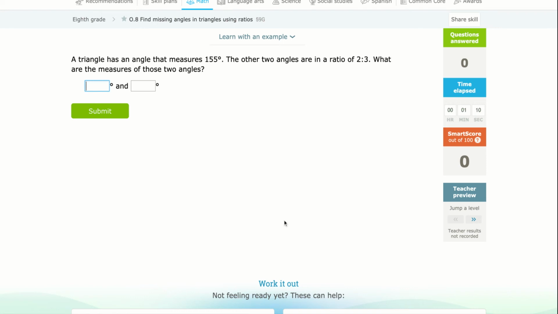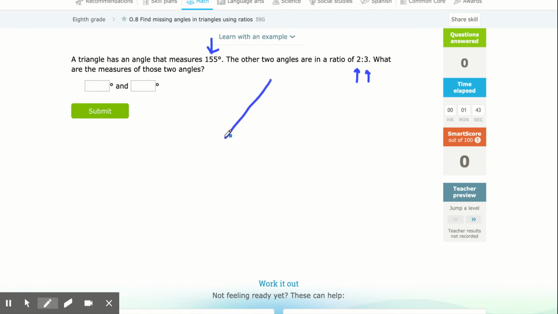Welcome. This lesson will not be a very difficult lesson as long as you take the time to write down the equation that goes along with a triangle's three angle measures adding up to 180. For instance, it's asking for two missing angles of this triangle. It tells us the measure of one angle is 155, but it doesn't give us any information about the other two other than they're in the ratio of 2 to 3.